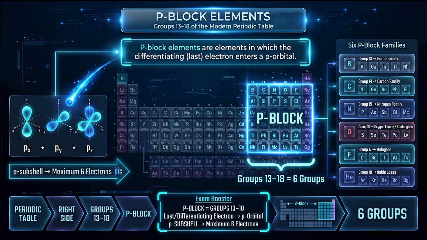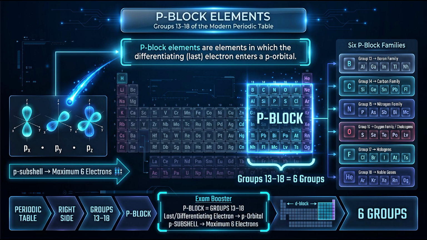The periodic table is divided into 4 major blocks according to the subshell receiving the differentiating electron. The s-block is on the left side and mainly contains groups 1 and 2. The d-block occupies the central region and contains groups 3 to 12. The p-block is on the right side and contains groups 13 to 18. The f-block is usually displayed separately at the bottom and contains the lanthanides and actinides.